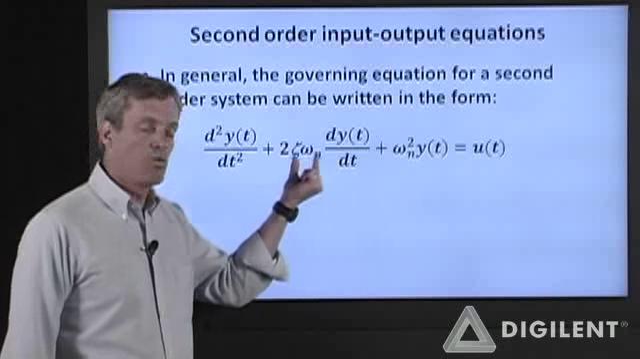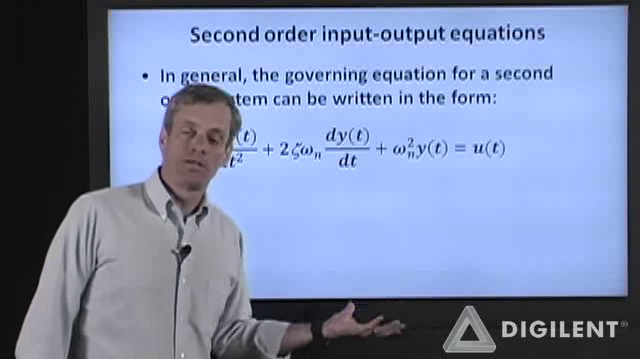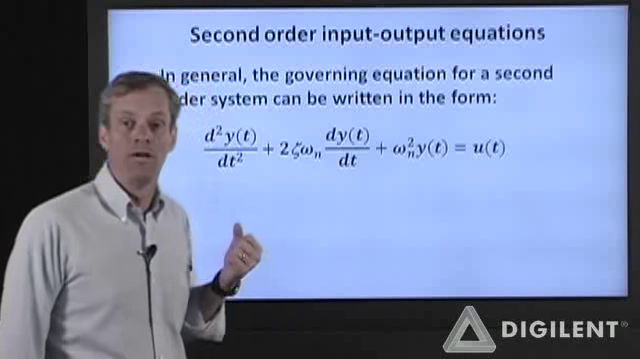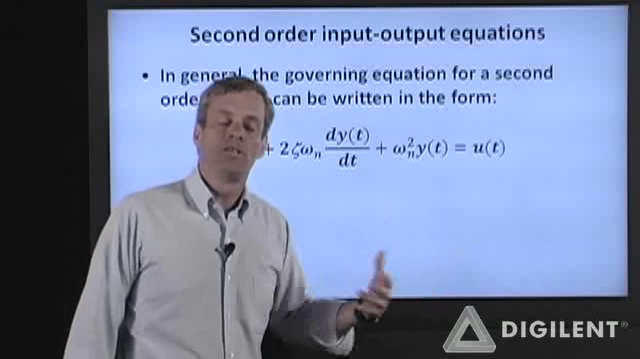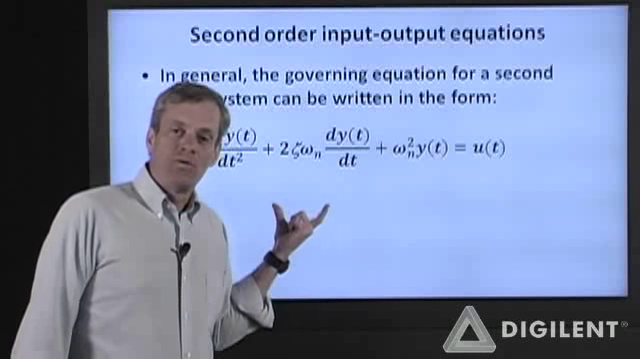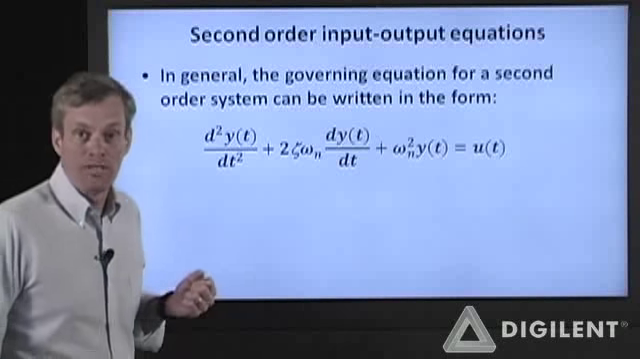If I know zeta and omega n, I can infer something about the way the circuit is going to respond without actually solving the second-order differential equation. Second-order differential equations become increasingly difficult to solve. In general, what I would like to do is get a feeling for what the solution looks like without actually going to the trouble of solving them.